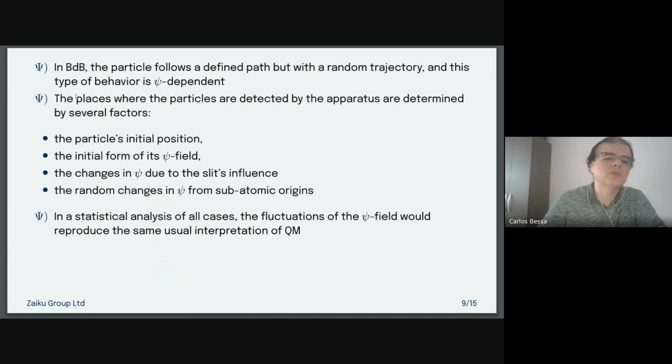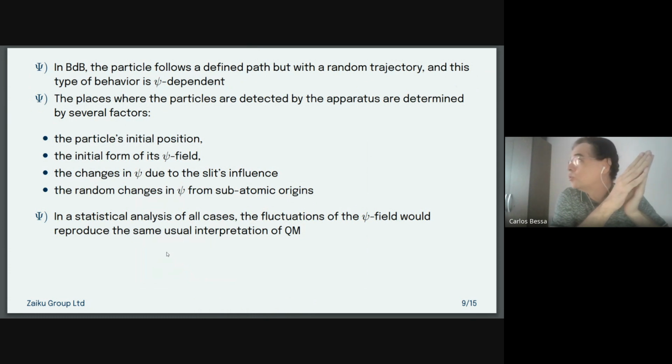Psi is the field. So the places where the particles are detected by the apparatus are determined by several factors. Some of them are here: the particle's initial position, the initial form of the psi field, the changes in psi due to the slit's influence, and the random changes in psi from subatomic origins. So in a statistical analysis of all cases, the fluctuations of the psi field would reproduce the usual interpretation of quantum mechanics. But here, the probabilistic interpretation comes about in the same way as in the classical world.